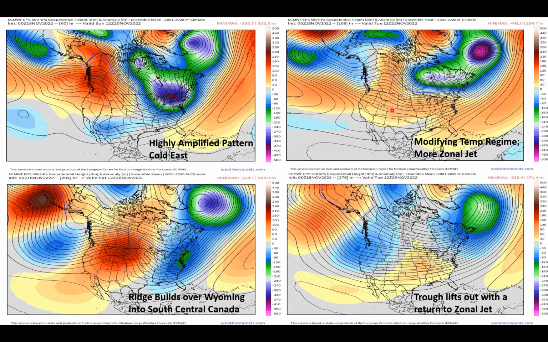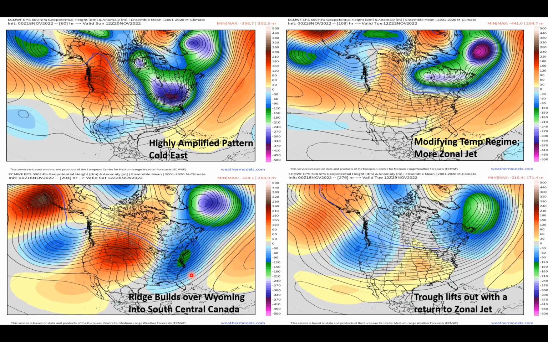The forecast here, according to the European EPS for Tuesday morning, the 22nd of November, showing that main core or lobe of the polar vortex generally moving off to the northeast. So now we're starting to get a flat, more modifying temperature regime across the United States all the way to the East Coast by Tuesday morning, more zonal west to east jet stream.